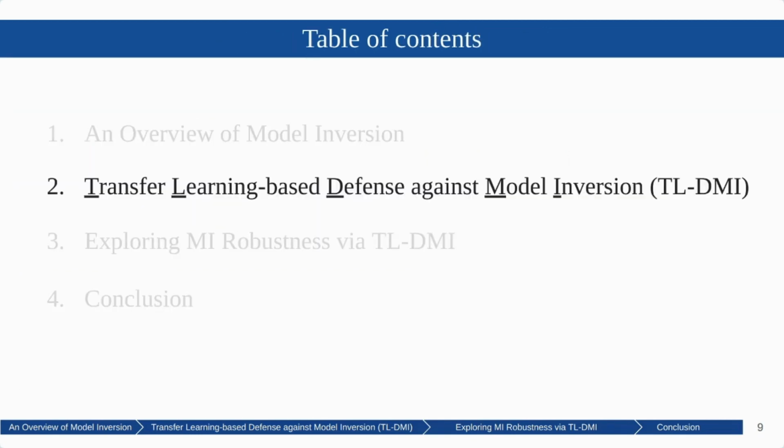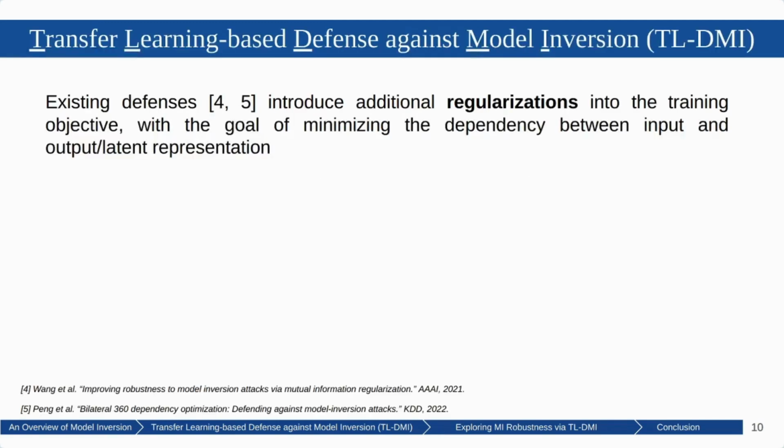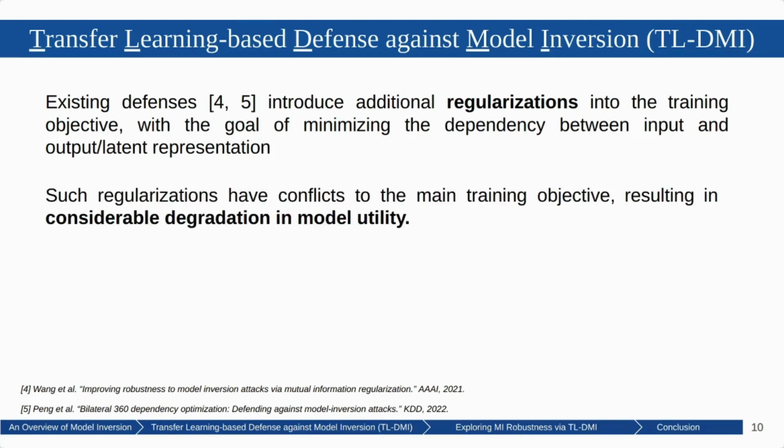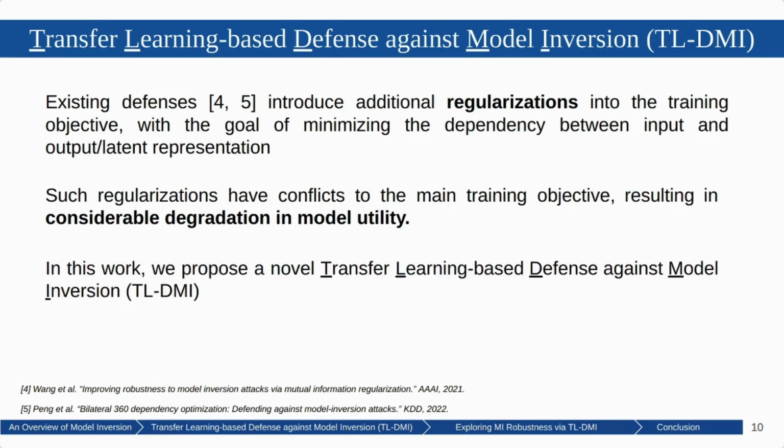Now we move to the second part, where we introduce our TLDMI, which stands for Transfer Learning Based Defense Against Model Inversion. Regarding the research gap, existing MI defenses introduced additional regularization into the training objective with the goal of minimizing the dependency between input and output or latent representation. Such regularizations are contrary to the main training objective, and result in considerable degradation in model utility. In this work, we take a novel perspective and propose TLDMI to render MI robustness that can minimize the degradation in model utility compared to existing MI defenses.